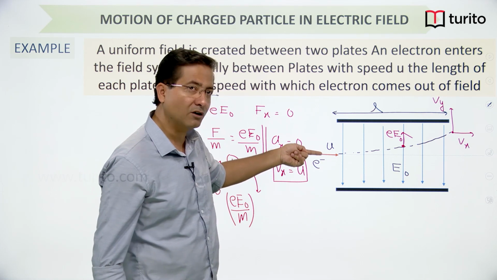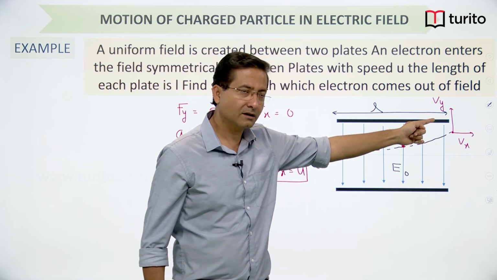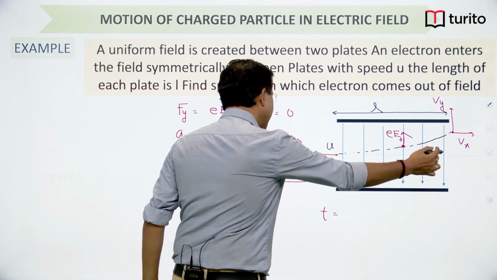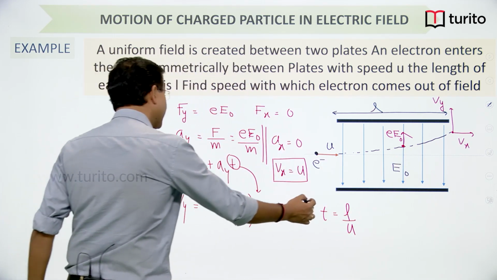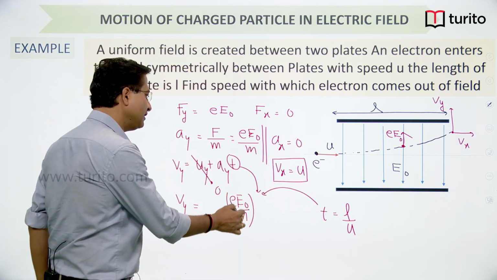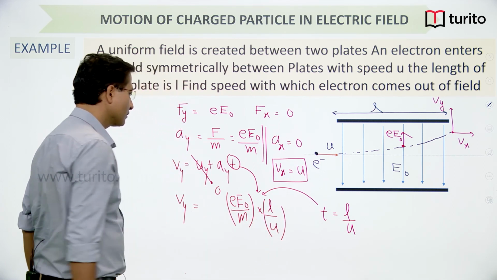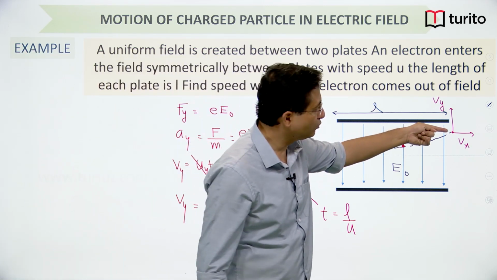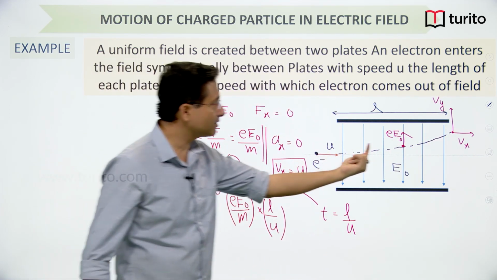In this direction its velocity is not changing. So, to cover L distance, how long will it take? Time taken to cover L distance is L by u, that I can write here. So, the velocity in y direction will become e naught divided by m into L by u. Now, when it is coming out, it will have u in this direction and this value in y direction.